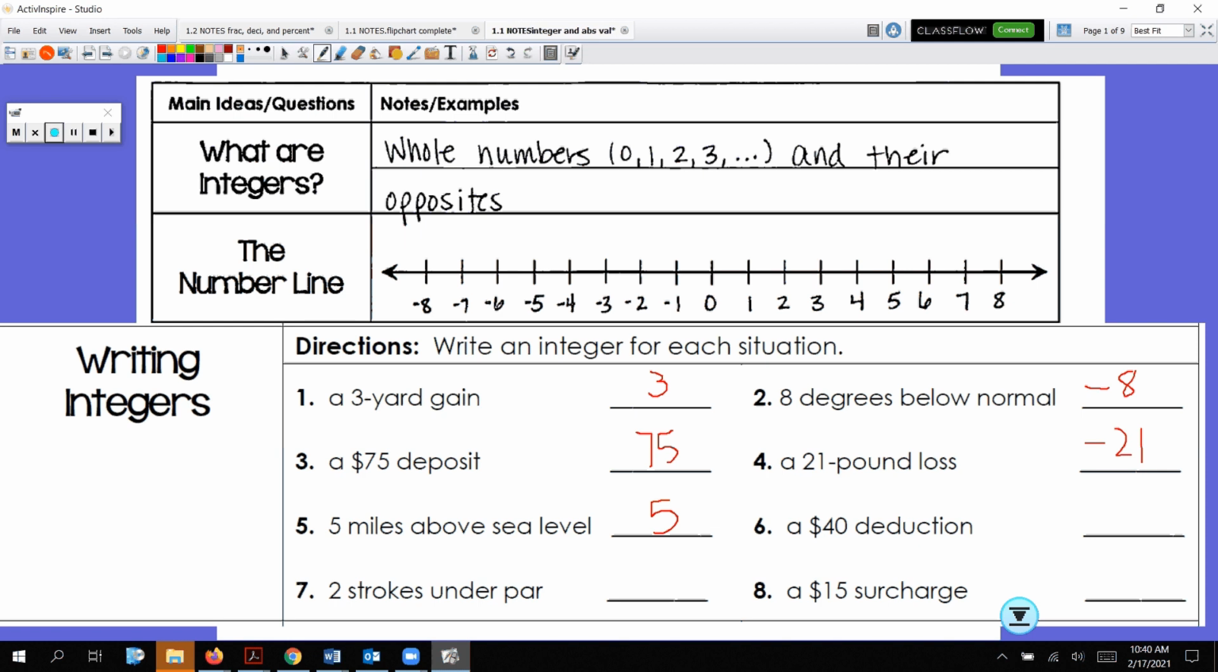Number 6 says a $40 deduction. We are going to take that away. That is a negative number, negative integer. Number 7, 2 strokes under par. That is also a negative integer. And then you might not know what a surcharge is, but that's like a fee that you have to pay. So for number 8, that is going to be a negative integer, negative 15.